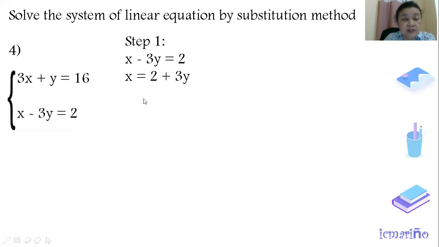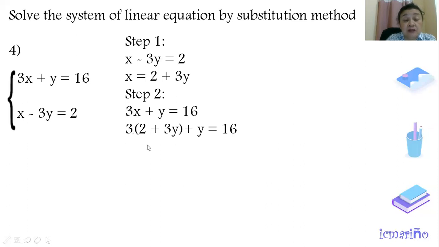We can now substitute this value of x doon sa sunod, sa unang equation natin. So we have 3x plus y equals 16. Okay, since meron tayong x, so i-substitute natin dito. So kaya naging 3 times 2 plus 3y plus y equals 16. And multiplying, 3 times 2 equals 6. 3 times 3y equals 9y plus y equals 16. So we have 6 plus 10y equals 16.